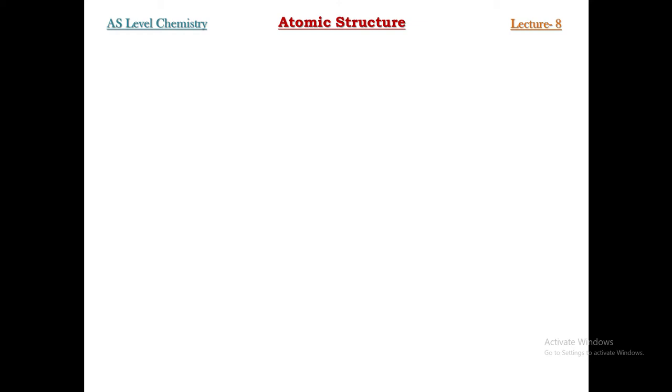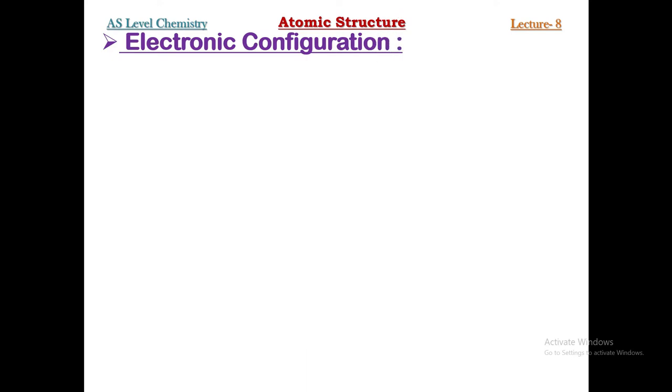In this lecture we are going to study how to write down electronic configuration for the transition elements. We will also discuss how to write down electronic configuration for positive and negative ions, and what is the most important information we must have in our mind while writing electronic configuration for positive and negative ions. First of all, we will start with the transition elements.